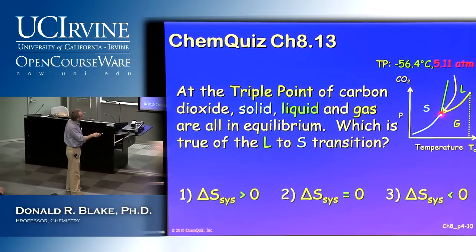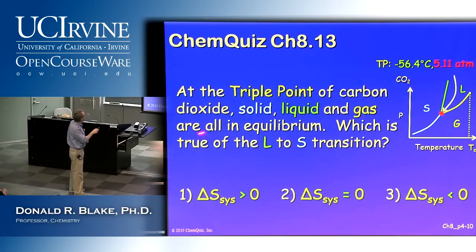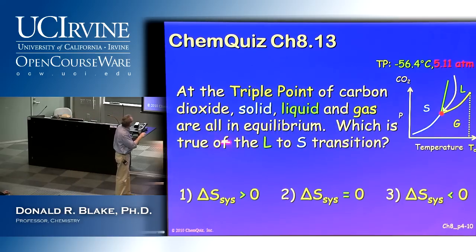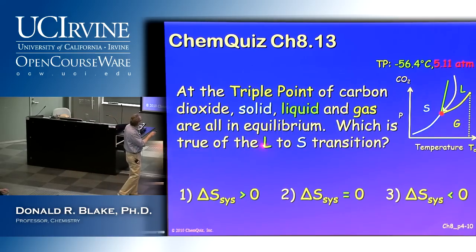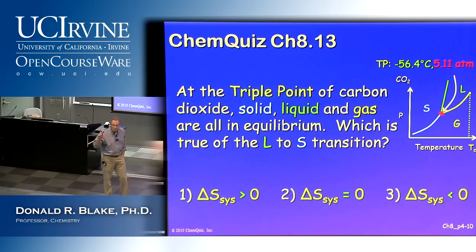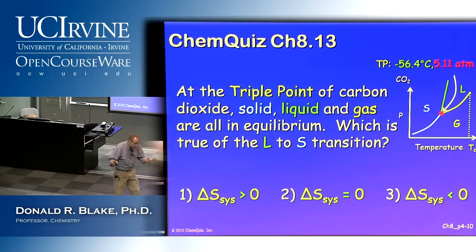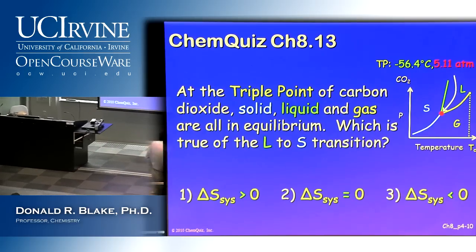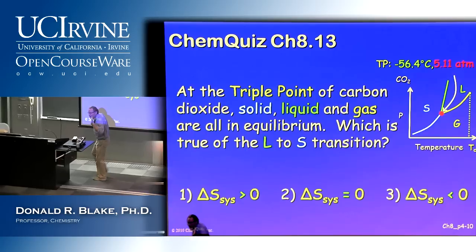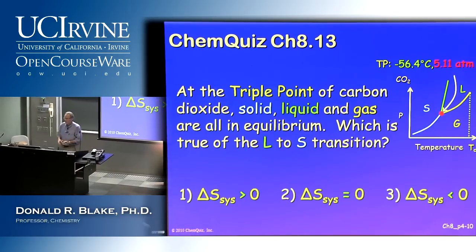At the triple point, right there, carbon dioxide, solid, liquid, and gas are all at equilibrium. Okay, equilibrium. Which of the following is true for the liquid to solid transition? And this is for the system. This is the system, okay? So, going from the liquid to solid, what happens when you go from a liquid to a solid?